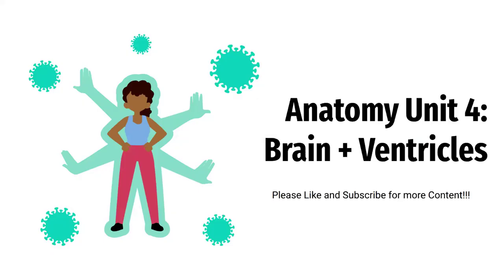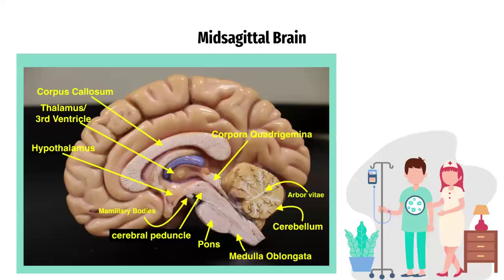And now we're going to get into the first topic, which is a mid-sagittal cut of your brain. So basically, mid-sagittal just means that you are cutting the brain directly down the middle into both of its different left and right hemispheres. So this is what the middle of one of those hemispheres would look like.